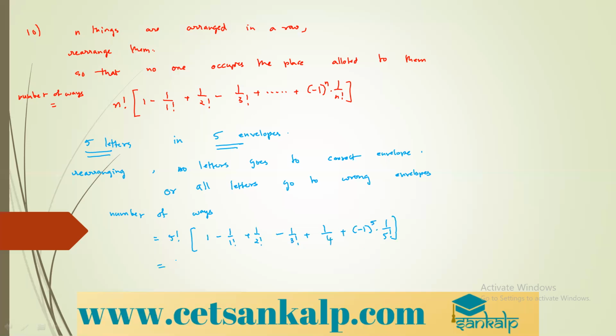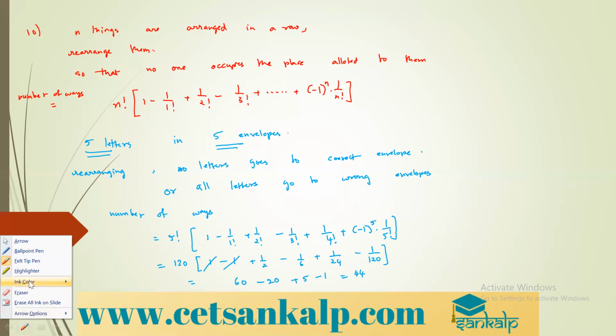So we can simplify this. 5 factorial is 120. 1 minus 1 plus 1 by 2 minus 1 by 6 plus 1 by 24 minus 1 by 120. So first of all, this 1 and minus 1 will cancel. 120 I will multiply everywhere. So 60 minus 20 plus 5 minus 1. That is 44 ways this can be done. So usually this kind of formula is asked.